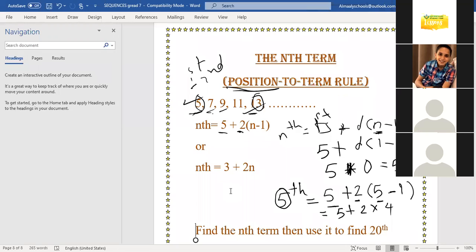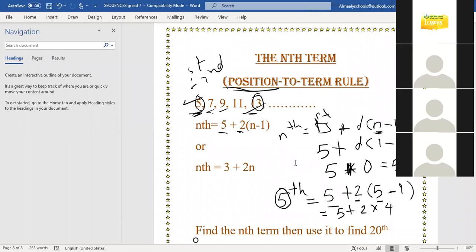The second method is, my sons, imagine we know that 5 is the first term. Imagine we have a term before 5. Before 5, what will this term be? It will be 3. Excellent. Why?